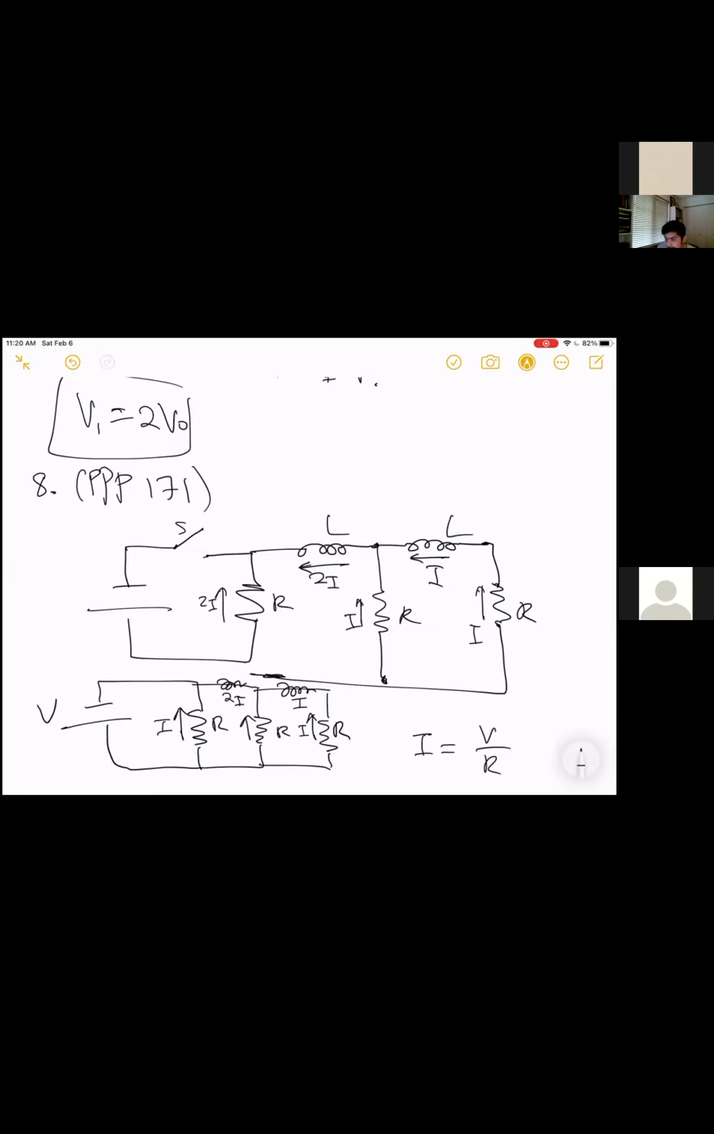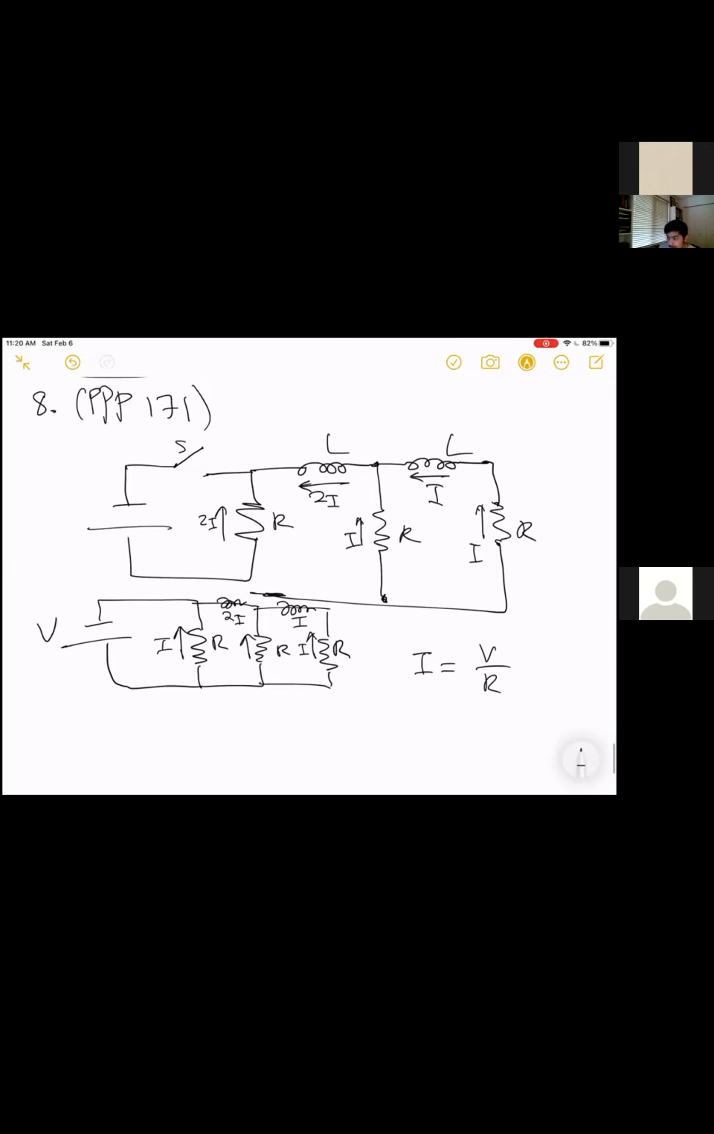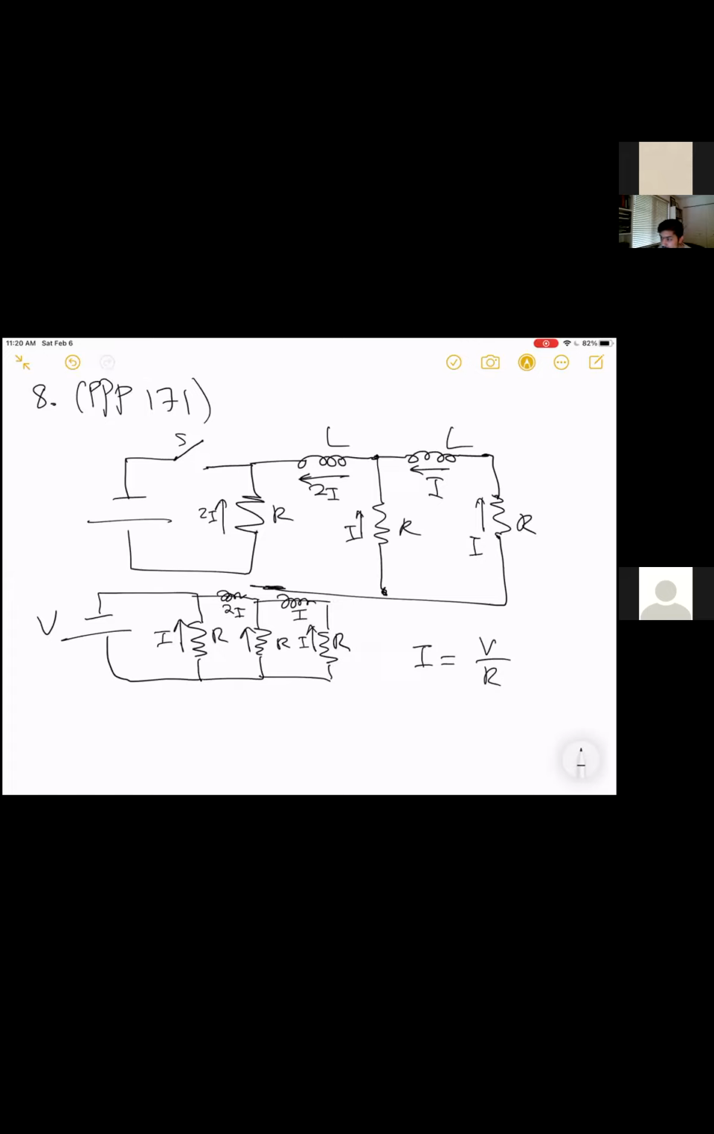The brightness of a bulb is proportional to its current squared. So right when you open the switch, the rightmost two bulbs will maintain their same brightness, and the leftmost bulb will quadruple in brightness.